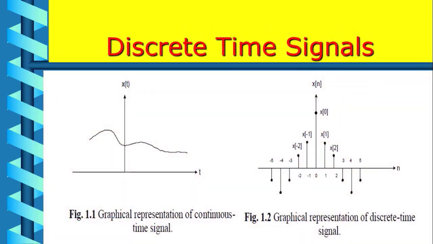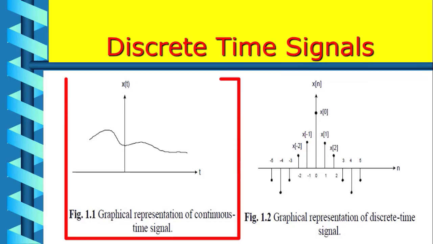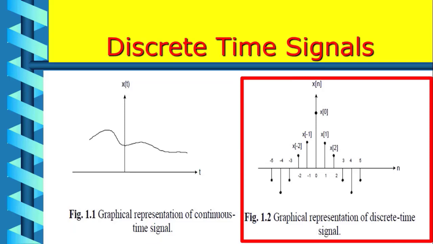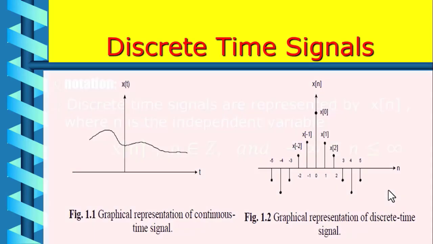In the figure, figure 1.1 is the representation of a continuous time signal, which has continuous values on the interval a, b, whereas figure 1.2 is a discrete time signal. Here you can see that this value is x of 0 for n equal to 0. For n equal to 1, it is x of 1. For n equal to 2, this value is x of 2. For n equal to 3, this value is x of 3. The same is true for n values located on the left hand side, that is n equal to minus 1, minus 2, minus 3, and so on. This representation is known as a discrete time signal.